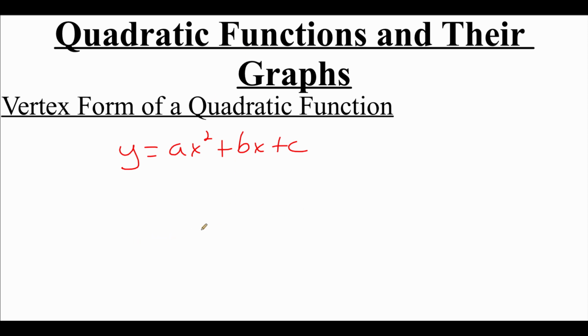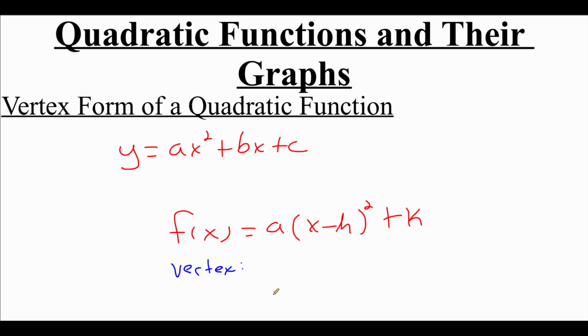So what we're going to look at is some function f of x, and what we're going to have is a times x minus h squared plus k. And this vertex form is going to tell us some important information, mainly where the vertex of our parabola is. And the vertex of the parabola is either the highest or lowest point, depending on if our parabola is opening up or down. And in order to find the vertex from vertex form, we want to look at our h and our k values. So the vertex is the point h comma k.